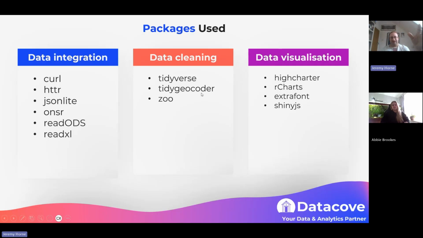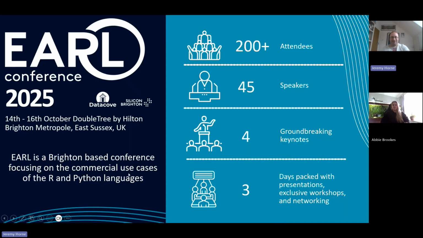We did initially have some maps in there. tidygeocoder was really helpful with that. And then from a visualization perspective, I've already spoken about Highcharts, which kind of links quite well to our charts as well. shiny.js allows you to put those JavaScript applications into your Shiny app, and we've spoken about extrafont too. Great. So that's Shiny all over.